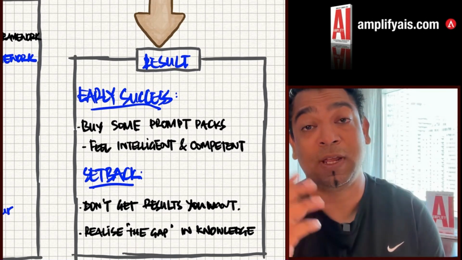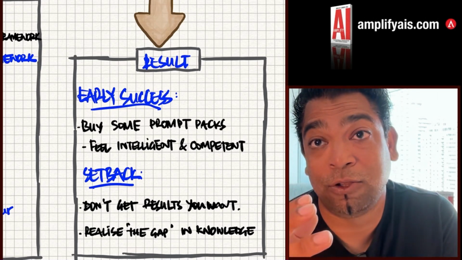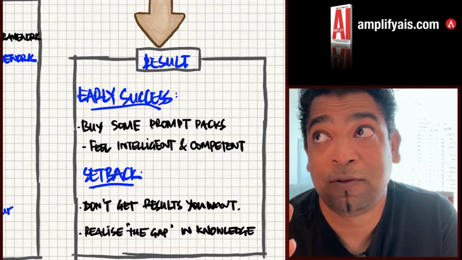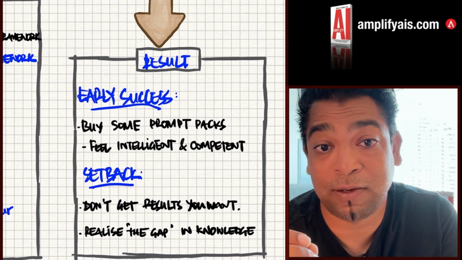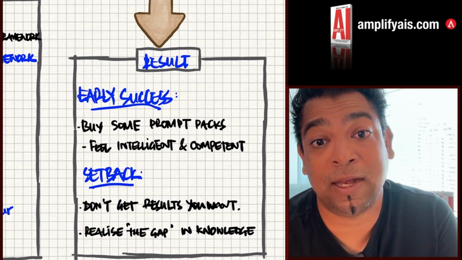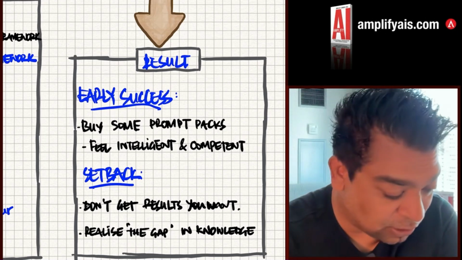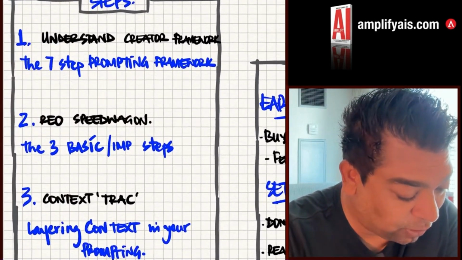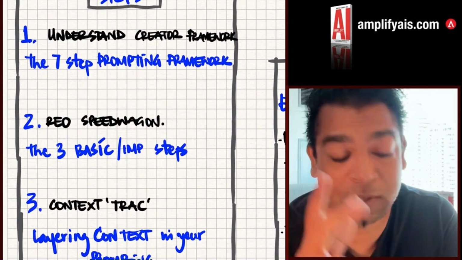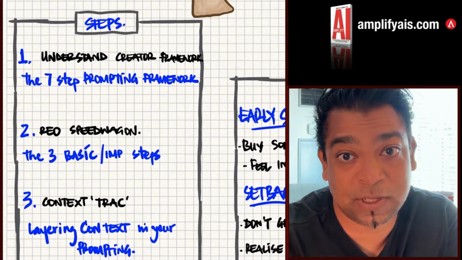And what you realize when you buy these prompt packs, or you learn from the people who are not fully competent in the AI field, is that you don't get the results you want, and there is a gap in your knowledge. So what we want to do is follow these 3 steps, okay? And I'm going to cover these 3 steps in the episode.